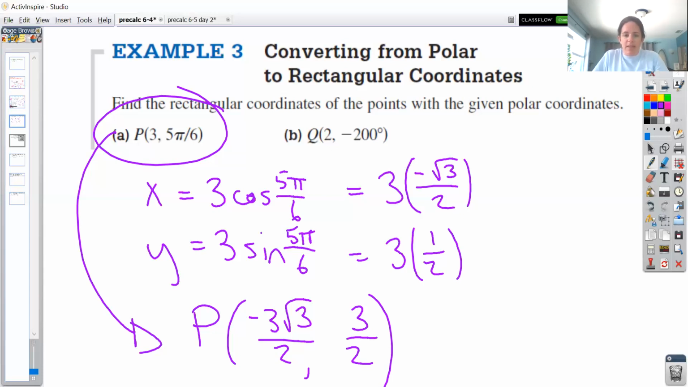I mean, we could leave it in exact form, but if we wanted to evaluate, since 200 is not an angle that's one of our special angles on the unit circle, we'd have to use the calculator to evaluate that one. Okay.